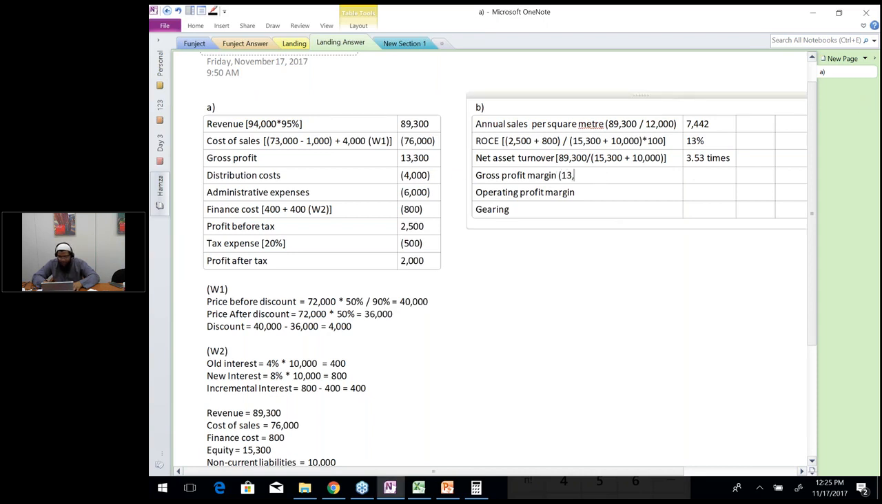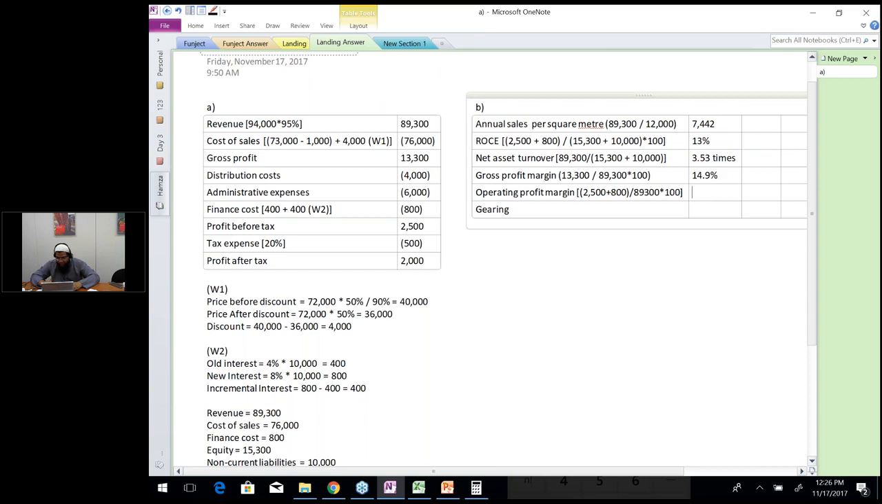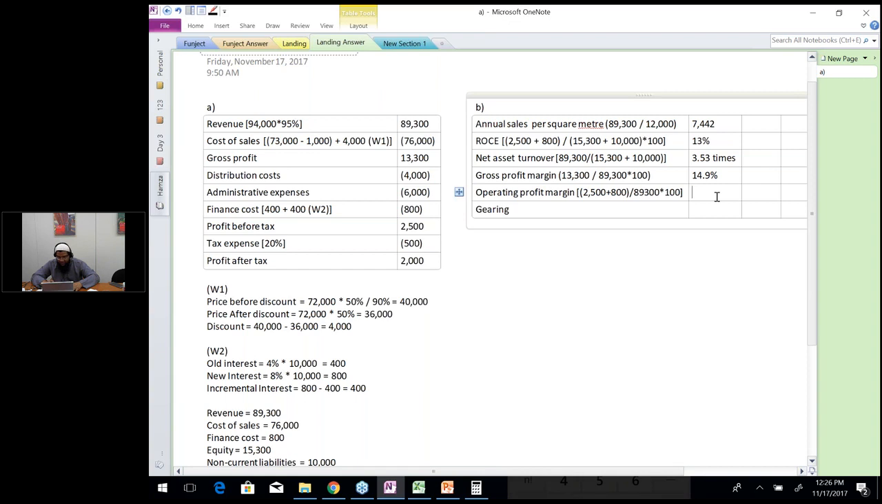Okay, now gross profit margin is going to be 13300 divided by 89300 into 100. And the operating profit margin is going to be again 2500 plus 800 to get the PBIT divided by 89300 into 100. We're going to get the operating profit margin. So 13300 divided by 89300 into 100 is 14.89. So we can say 14.9%. Or we can even round it off as well. An operating profit margin is 2500 plus 800 divided by 89300 into 100, which is going to be 3.7%.